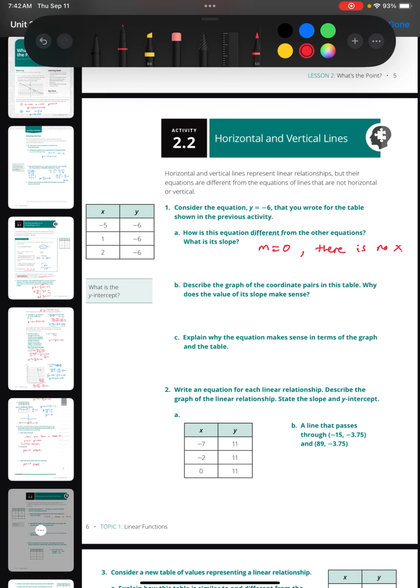So B, describe the graph of the coordinate pairs in this table. It created a horizontal line. And C, explain why the equation makes sense in terms of the graph.